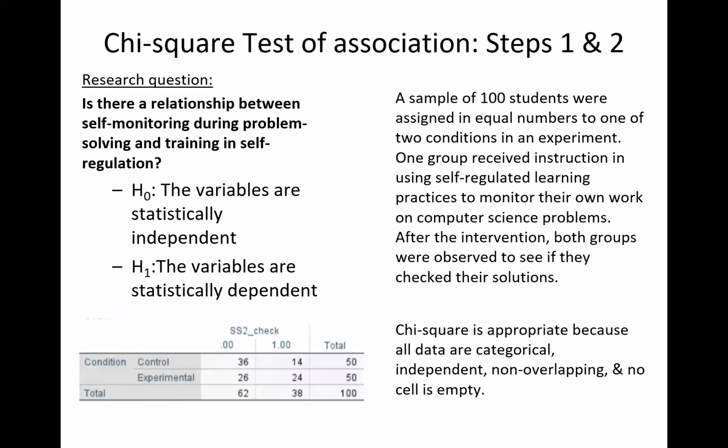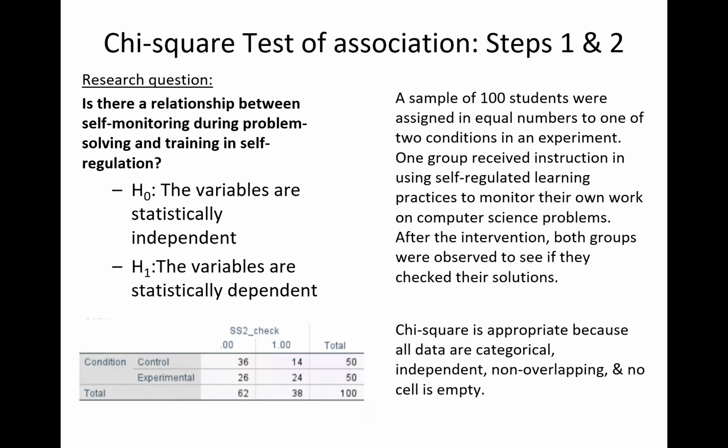The second type of test is the test of association. So for instance, we want to know, is there a relationship between self-monitoring during problem solving and training in self-regulation? So we've got two categorical variables now. Do people self-monitor or not? Yes or no? And have they been trained in self-regulation or not? Yes or no? Our null hypothesis is there's no relationship. The two variables are statistically independent of one another. Our alternative is that they are statistically dependent.